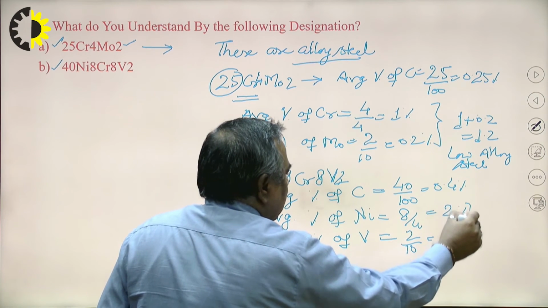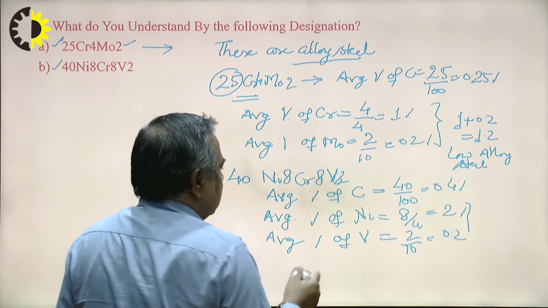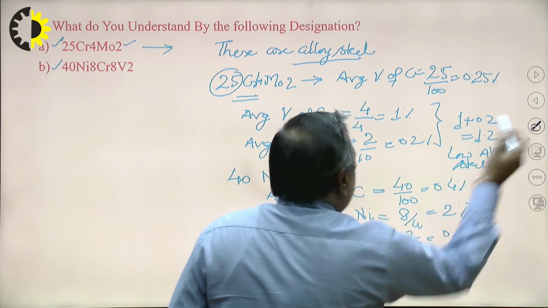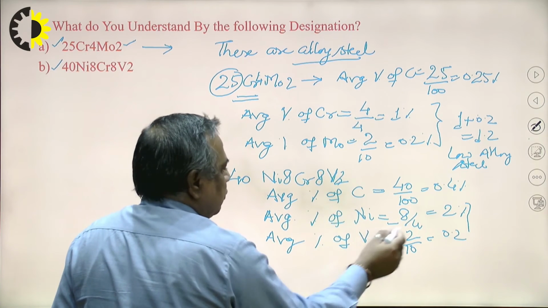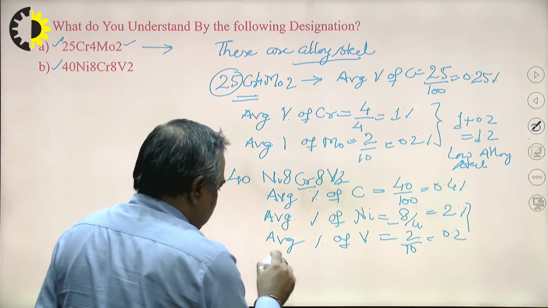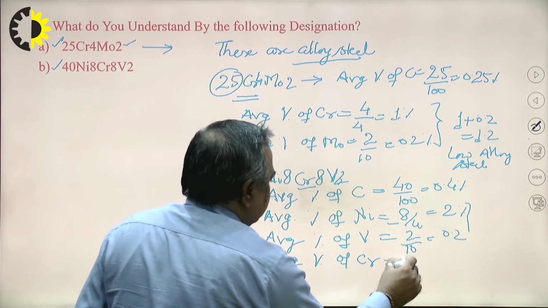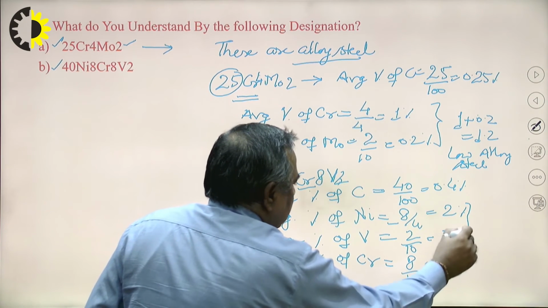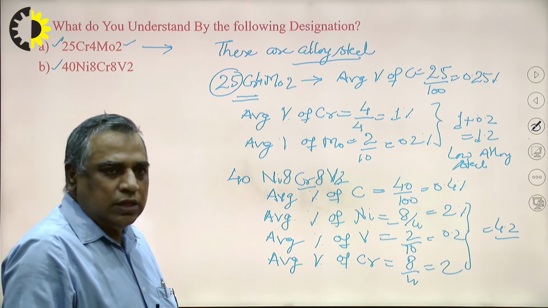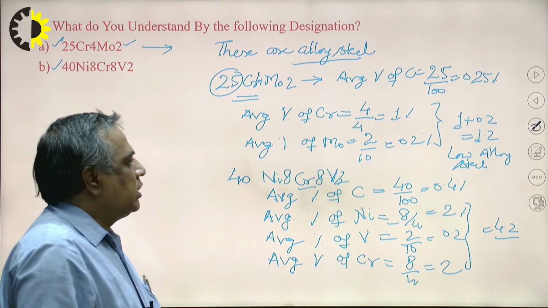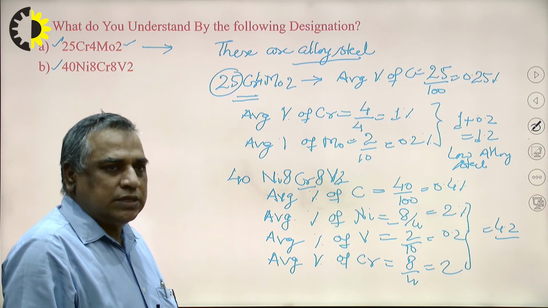Nickel is 2%, chromium is 8%. Chromium remains, the multiplying factor for chromium is 4, so 8 by 4 is 2. The sum will come out to be 4.2. This remains low alloy steel. So you can understand the chemical composition of the alloy steels from the BIS designation.